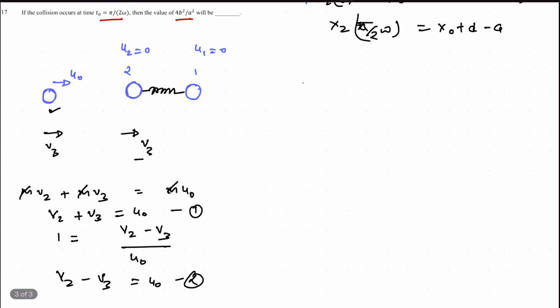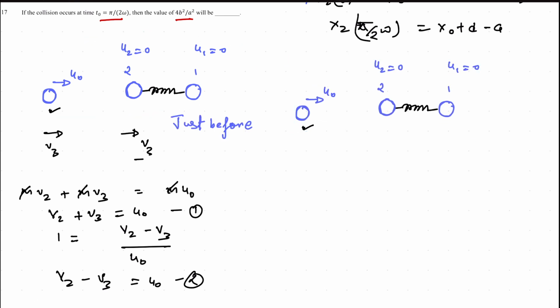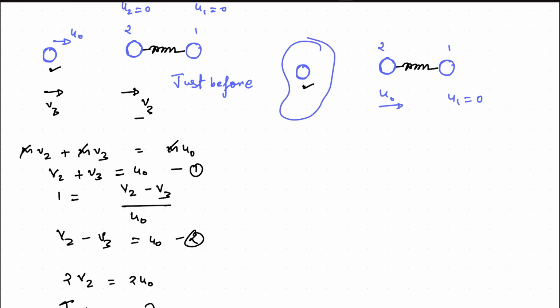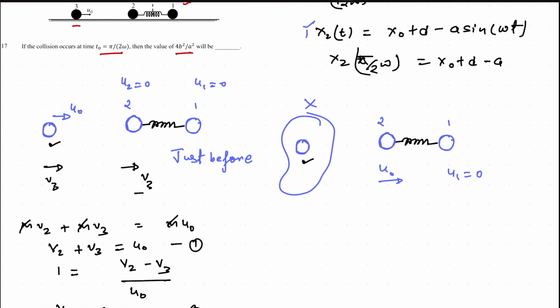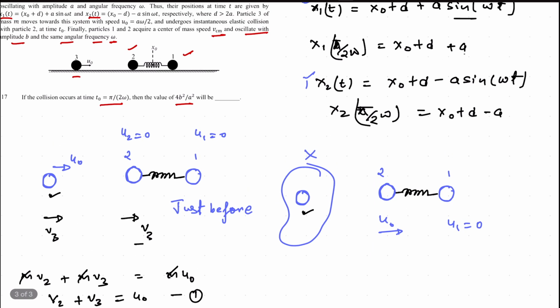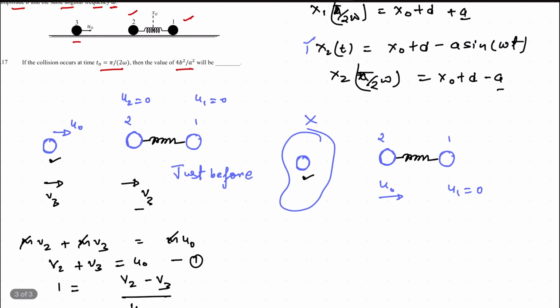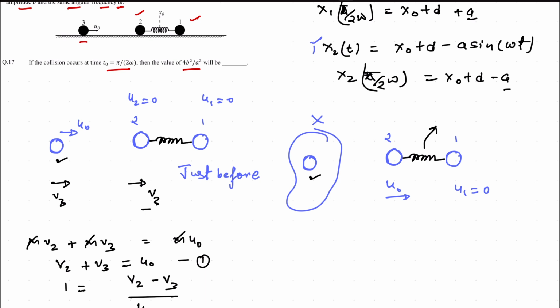So what is happening just after the collision? This is just before. Let me just copy it. This is just after the collision. This got a velocity of u naught, and this is at rest. Still it is at rest, and this is also at rest. Now there is no role of this one, remove it. Now what is happening at this position? Tell me. This spring is having its maximum extension. Why? Because these particles were at the extreme position. So what is the elongation in this spring from its mean position? It's a. This particle is a in the left direction, and this particle is a in the right direction.